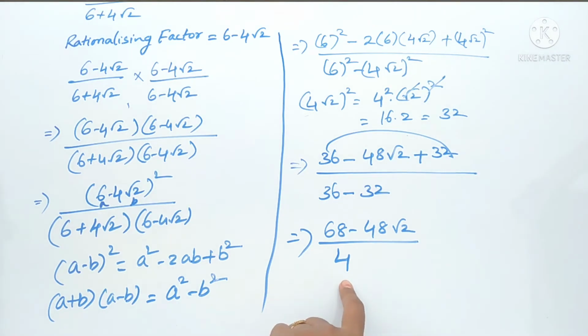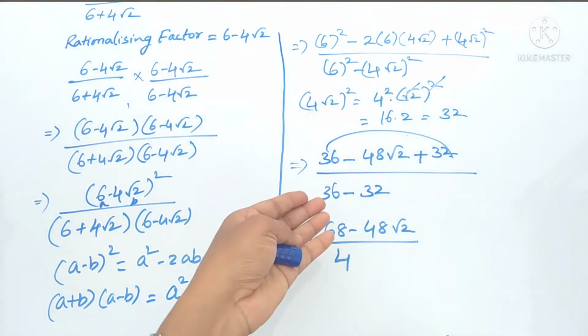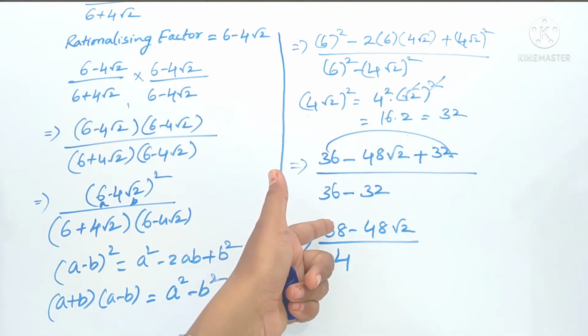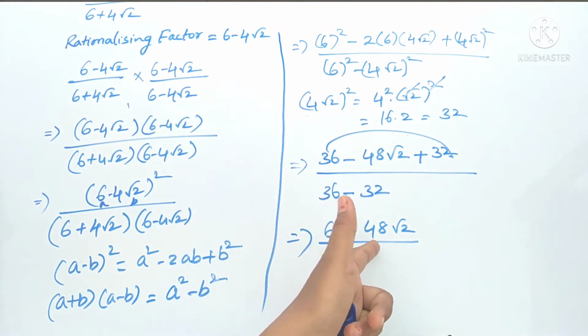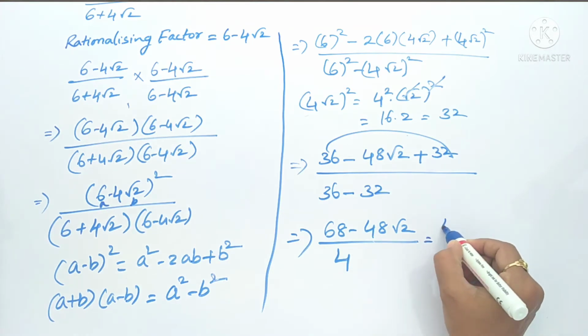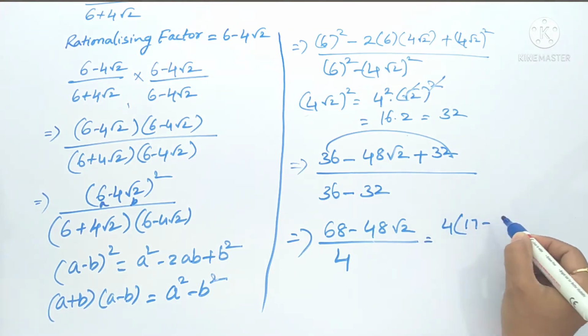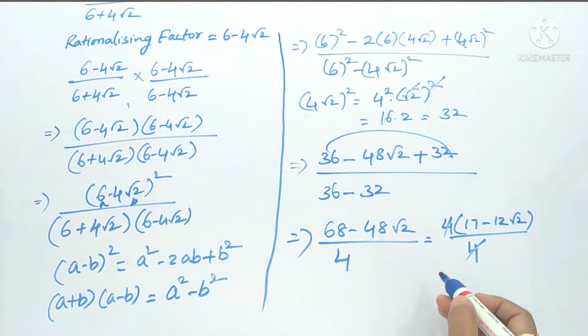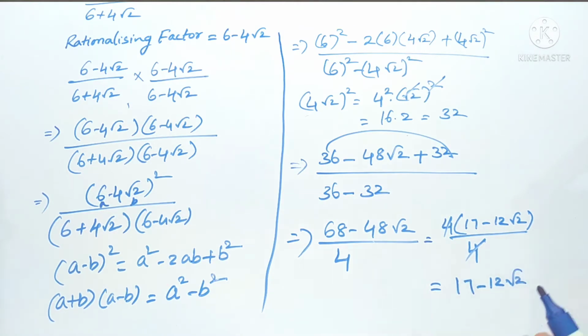We have to check whether this 4 will come in the numerator also. If we take 4 as common, 17 4s are 68 and 12 4s are 48, right? So 4 into 17 minus 12 root 2 by 4. Now this 4 and 4 will get cancelled. Finally it is 17 minus 12 root 2. 17 minus 12 root 2. This is the answer for this problem. Okay.